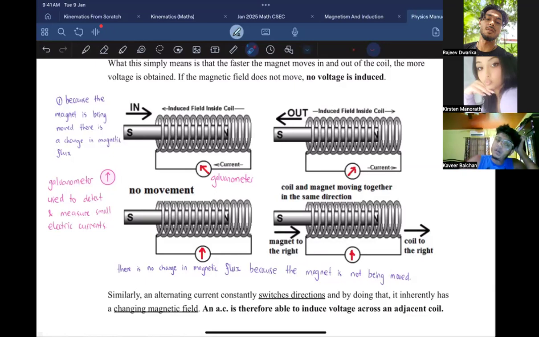Oh, yeah. So what we're doing here, we're not really creating power. What we're doing is transferring energy. We're transferring the energy from the magnetic field onto the coil. That's what we're doing.